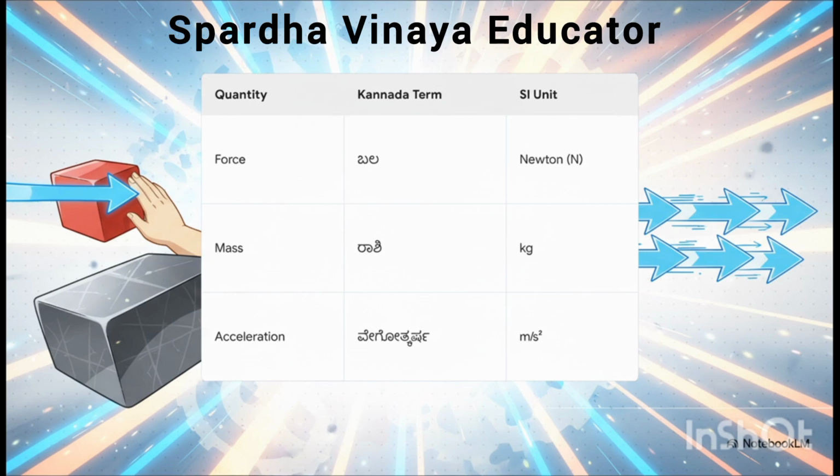Force, or bala, is measured in newtons, which is exactly the same as 1 kilogram meter per second squared. Mass, or rashi, is measured in kilograms, and acceleration, or vega-karsha, is measured in meters per second squared. Seriously, jot these down, highlight them, memorize them. They are guaranteed points.